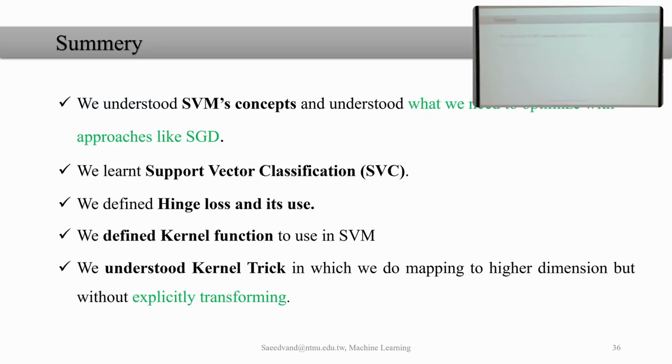So today what we discussed, we understood the concept of the SVM and how we can apply stochastic gradient descent, and why we need to apply stochastic gradient descent on it. We learned how the support vector classifier is working. We discussed the hinge loss and how to use it. We defined the kernel function to use in SVM, and we understood the kernel trick and how, by using the kernel trick, instead of explicitly transforming the data with an equation, we can solve the SVM problem, and that was all that we understood today.